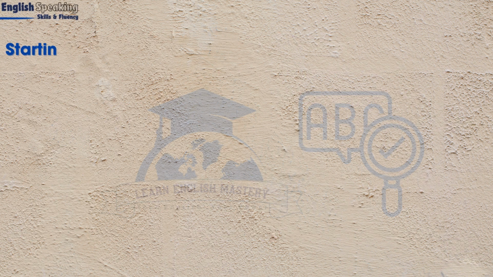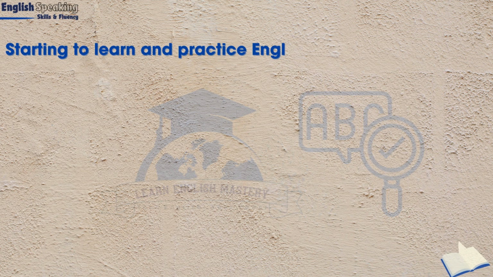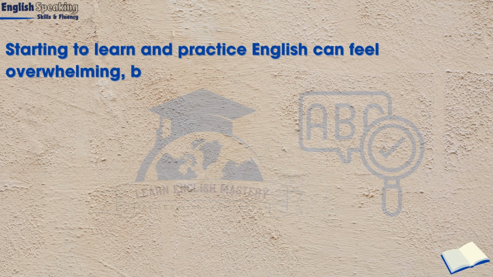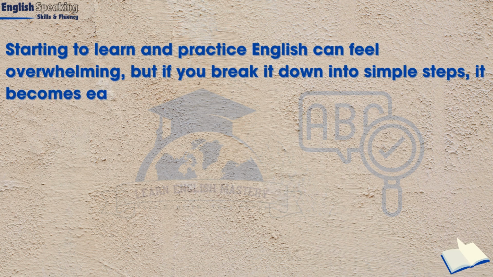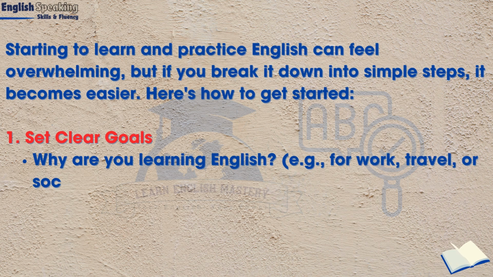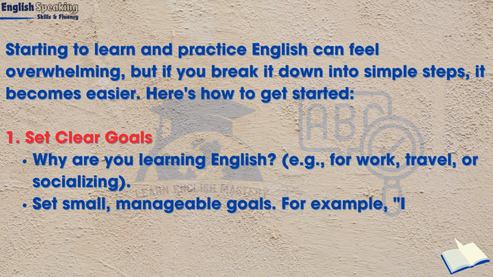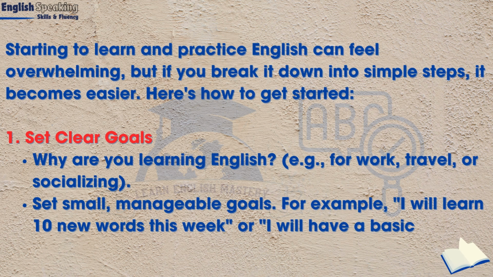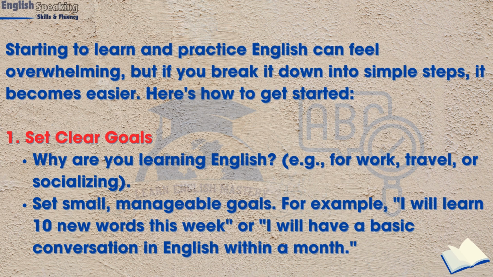Starting to learn and practice English can feel overwhelming, but if you break it down into simple steps, it becomes easier. Here's how to get started. 1. Set clear goals. Why are you learning English? For example, for work, travel, or socializing. Set small, manageable goals. For example, I will learn 10 new words this week, or I will have a basic conversation in English within a month.